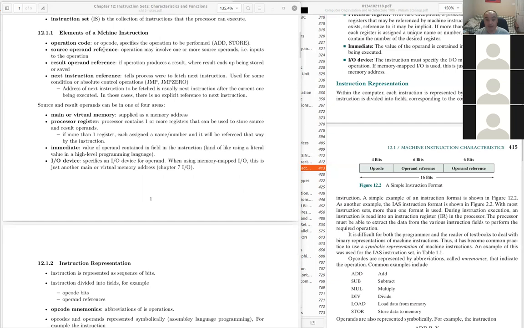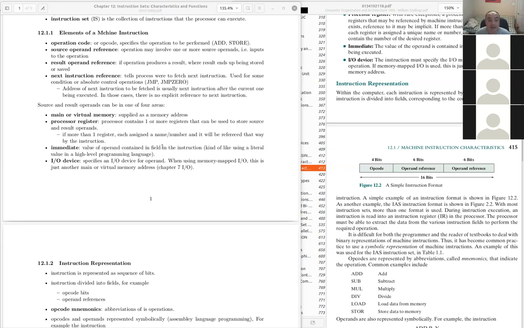So all of these, especially the source and result operands, can be in one of four places. They could be out in main memory, so in RAM. We're kind of ignoring cache here because we think of it being in main memory as it's in RAM, or maybe it's down in a level one, level two, level three cache. But from the processor's point of view, the cache is kind of invisible, the hardware takes care of that. So if there's a reference to something in memory, it just gets it from memory or the cache level if it's cached in there currently.